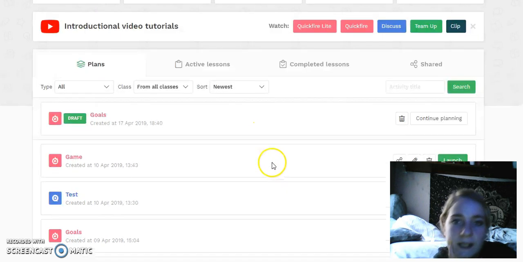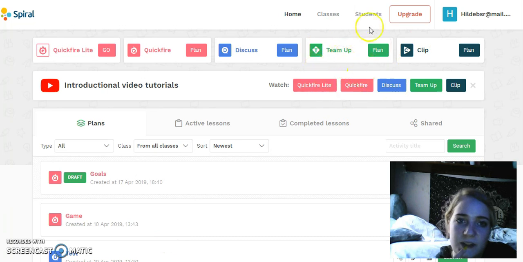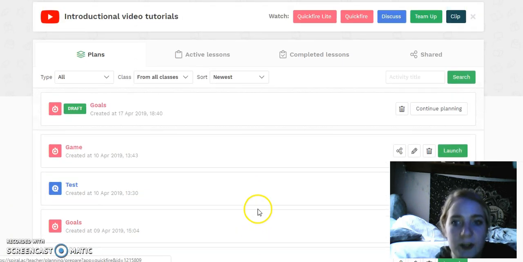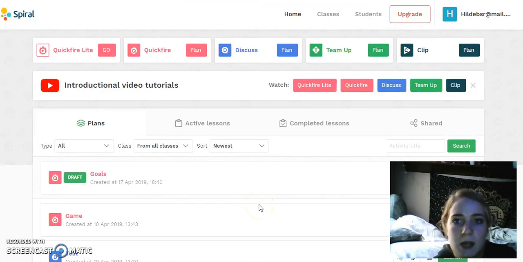It is really easy to use, so I'm a big fan of that. The only one, like I said, that I don't understand is Team Up. But for the most part, everything else I understood how to do, and the directions were very clear.